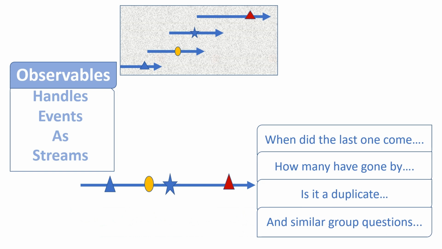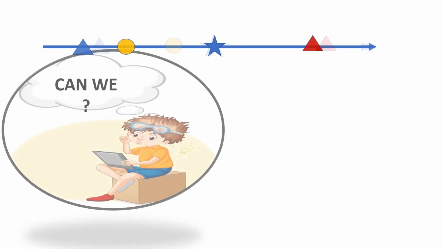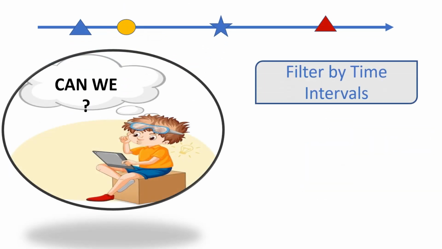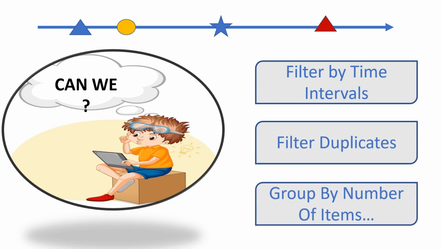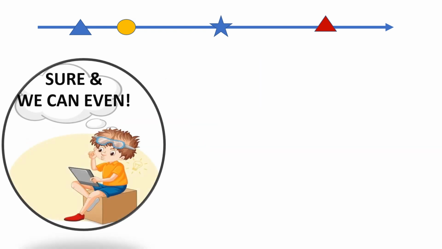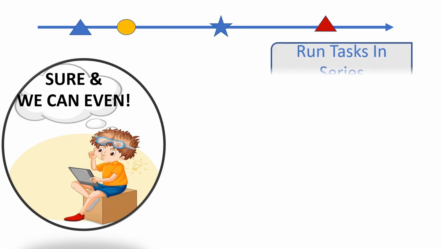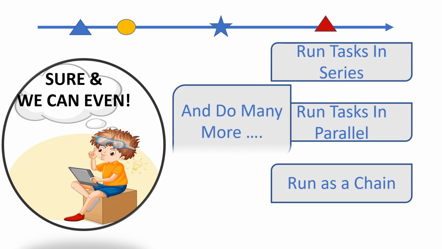With this information in hand, let's ask ourselves a few questions. Can he filter the inputs using conditions like shape, color, or time intervals? Can he filter the duplicates? Can he group by number of items or similar items? And, again, the answer is, sure. Why not? It's because all of them go via him. Similarly, if it were a list of tasks, he could run them in series, run them in parallel, or run them as a chain. And he could do many more things.